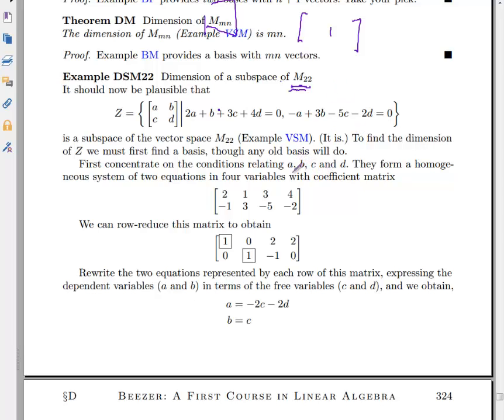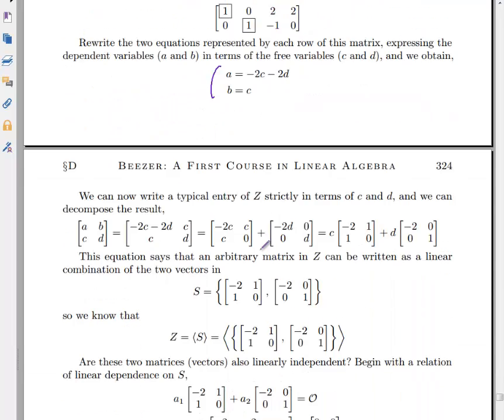So how are we going to do that? Let's look at these entries A, B, C, D that characterize the matrices. These two homogeneous relations can be written in matrix form. The first row corresponds to the first homogeneous relation, and the second row corresponds to the second. If we row reduce, we get conditions on the coefficients A, B, C, D. In fact, we have A equals minus 2C minus 2D, and B is equal to C.